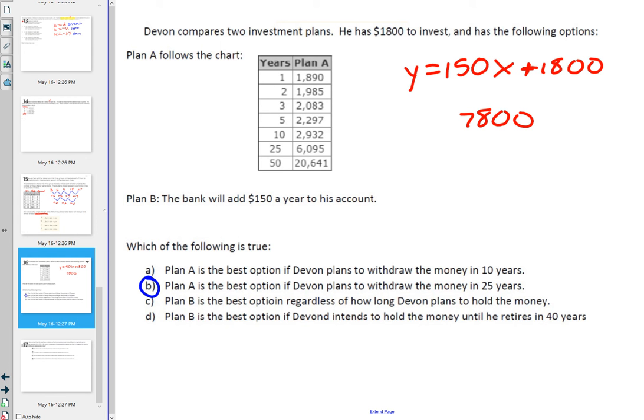And well, this one here doesn't tell me what's going to happen in 40 years. You'd have to find, I guess, the function, like what is the formula for that function, and plug it in. But if at 50 years you're going to get 20,000, Plan A should be better. Any questions there?